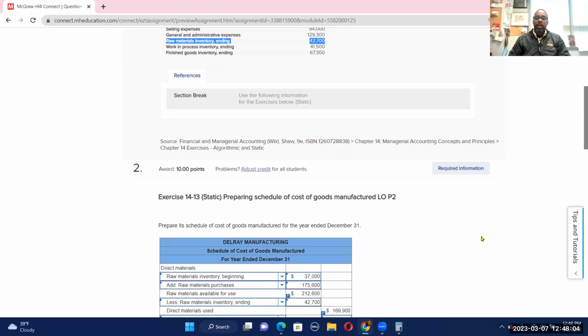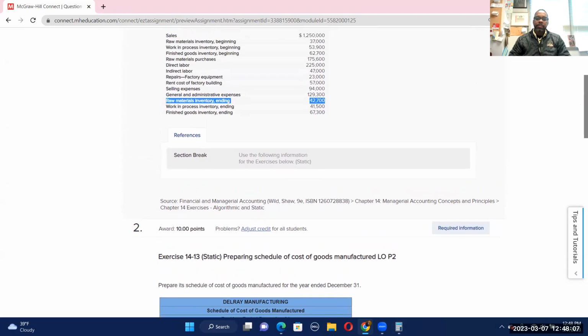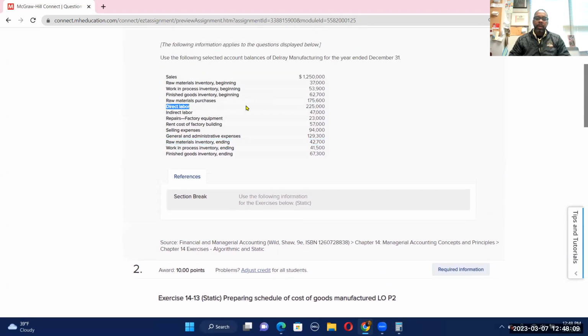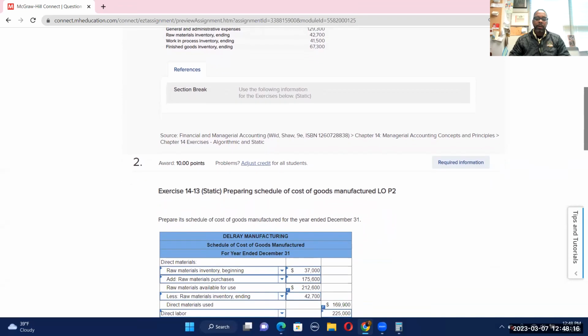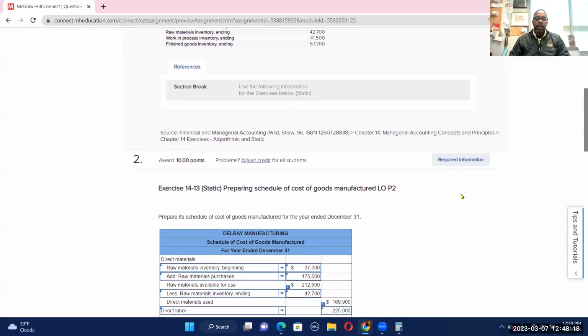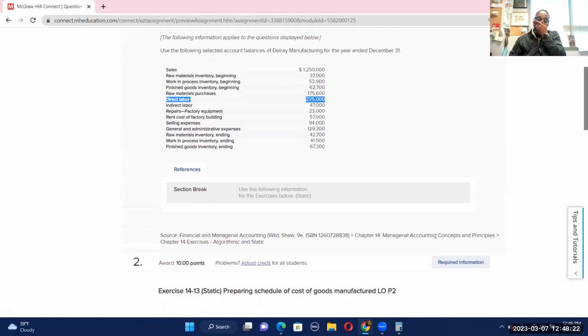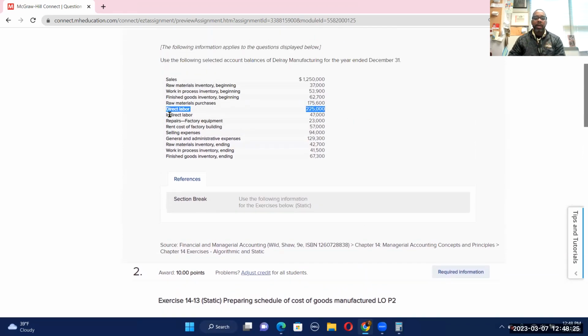The second thing we're going to look at is direct labor. Direct labor is here at 225,000. They give that to you, which is fantastic, so you put that in here. And after that, we're going to work on factory overhead. Factory overhead is the indirect labor, the repairs to the factory equipment, rent, cost of factory building, and selling expenses.